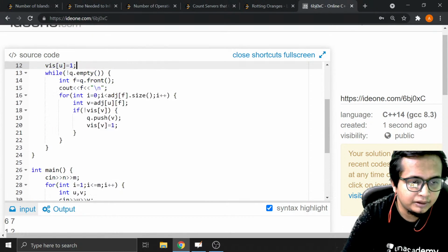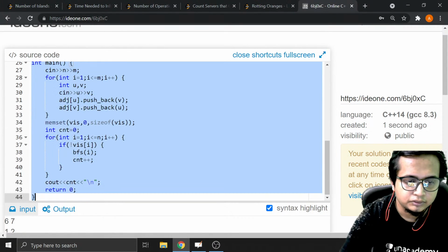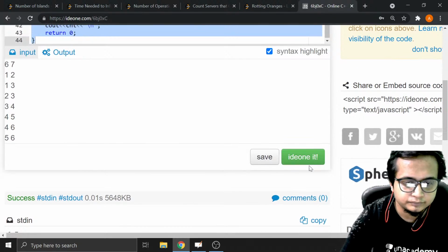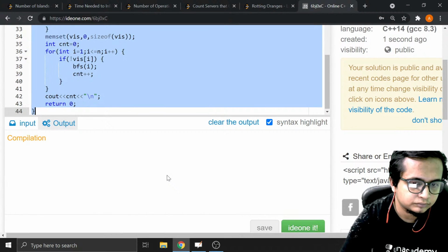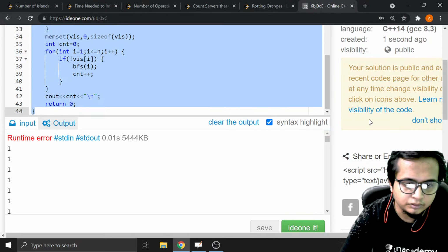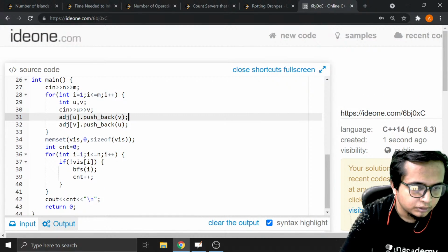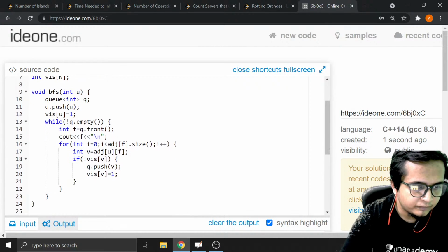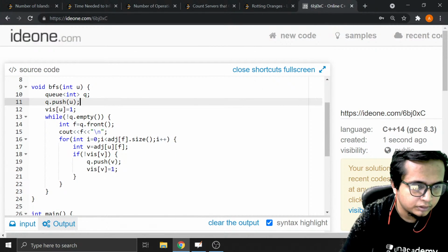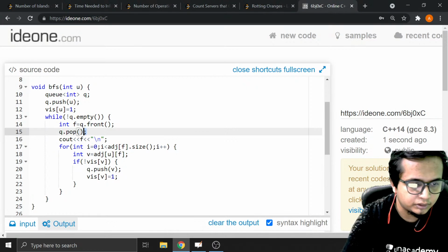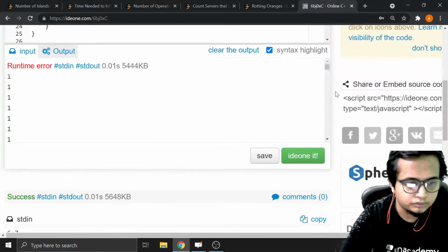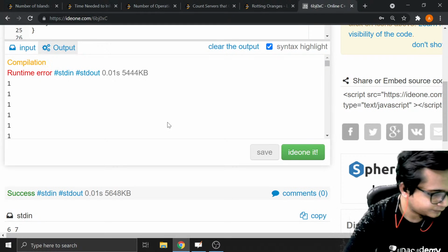Let me run this code again. Just a second. There is a runtime error. We mark visited u as one. While not q.empty. We haven't actually done q.pop. That's the reason. I think it will work now.